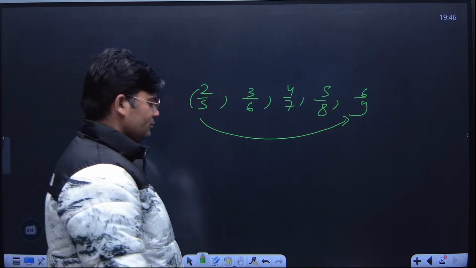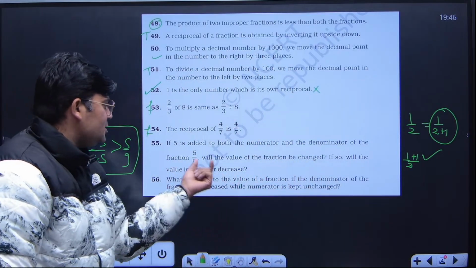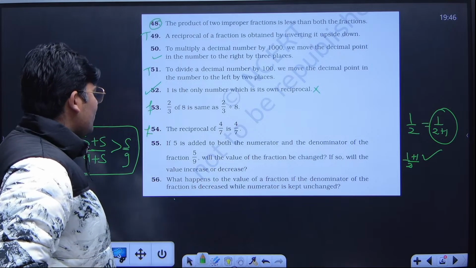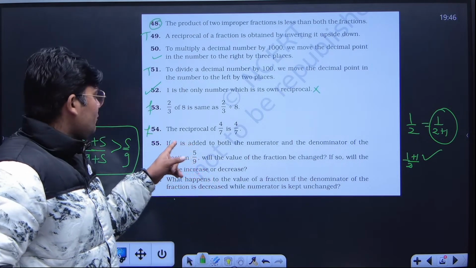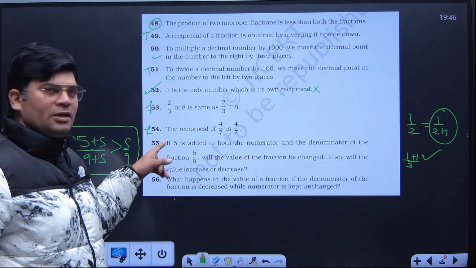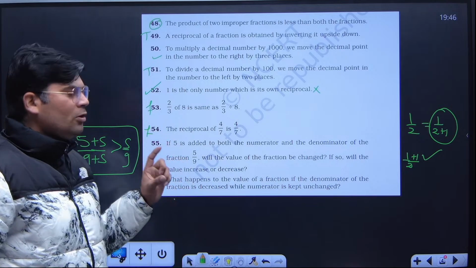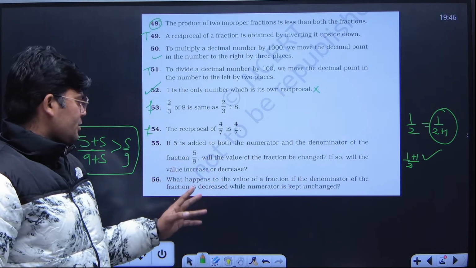Alright. So here also, with the same logic, since the same number is being added, will the value of the fraction be changed? Yes. If so, will the value increase or decrease? So the value is going to increase. And instead of this 5, if this is 1, then also it will increase. If this is 2, 3, 4, any number. So if you're adding the same number in the numerator and denominator, its value will increase.